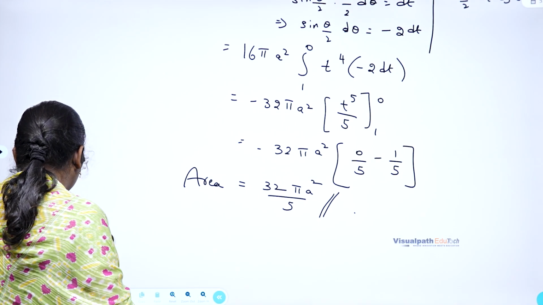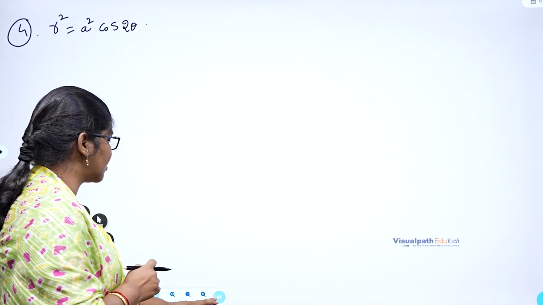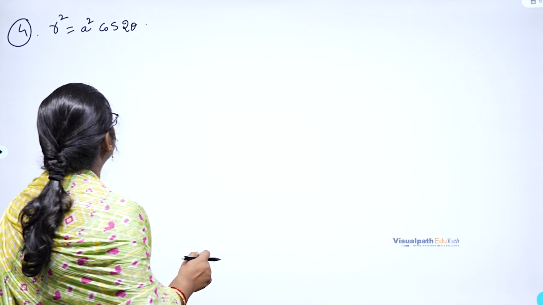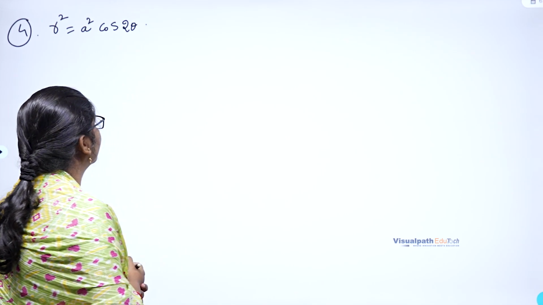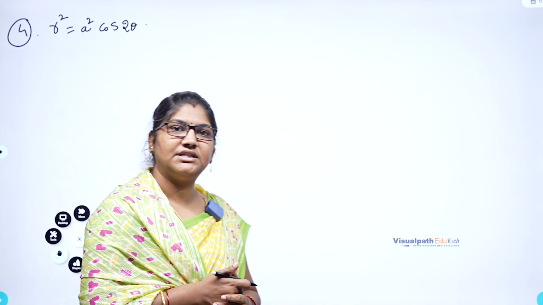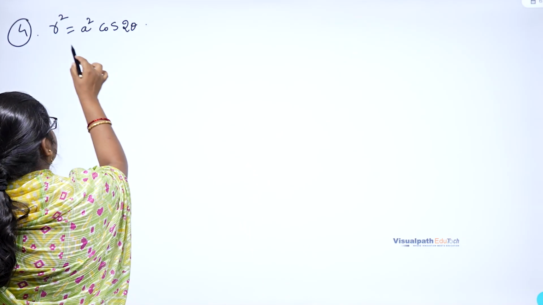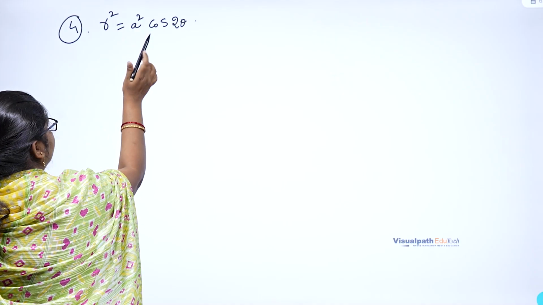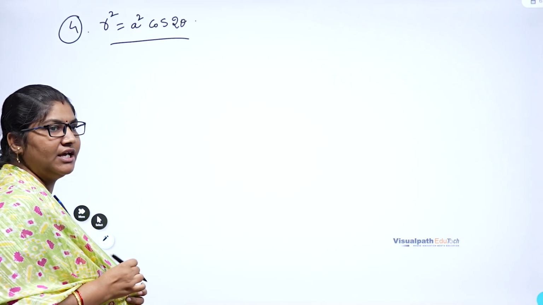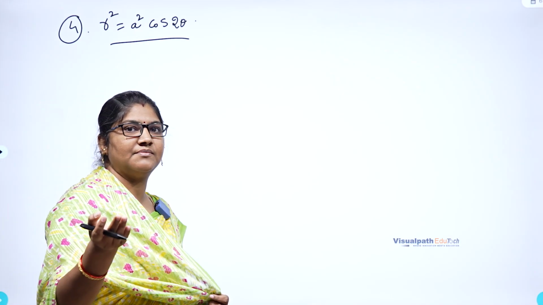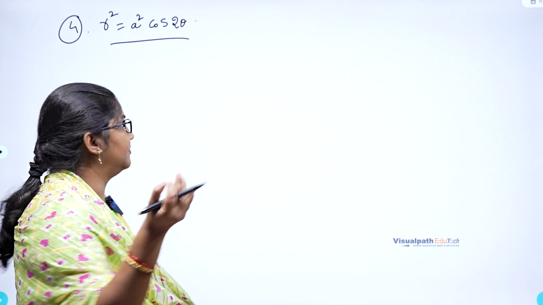Now we will see some more problems related to this concept. R square is equal to a square into cos 2 theta. Now, same as our previous problem only. Why? Because this is also given in terms of r and theta.